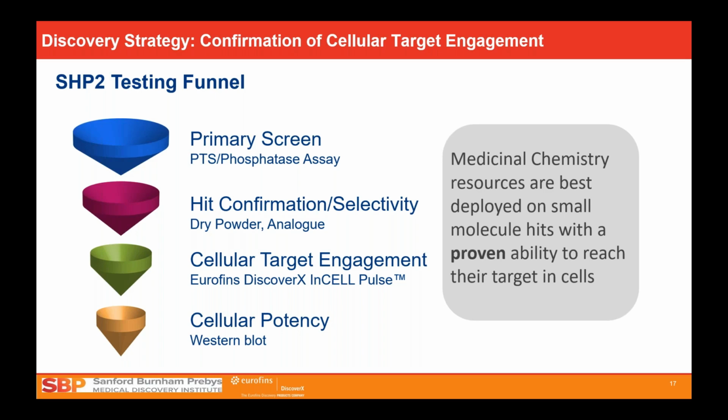But then we would incorporate cellular target engagement in the next phase of the testing funnel, namely the InCELL Pulse technology that we're talking about today. And then after that, we would assess and gauge cellular potency, say by Western blot, looking at dephosphorylation of substrates. It's because you can be deceived about the mechanism in that later assay. So we would push cellular target engagement above it. The most important thing is that, before you task a hardworking chemist on working on a molecule, you should know that it has a proven ability to reach its target in cells.